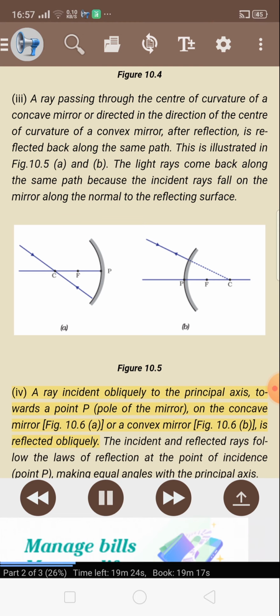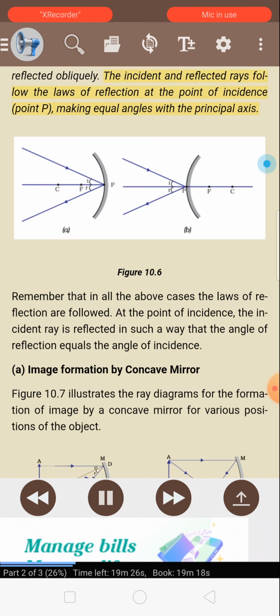Figure 10.6 (b) shows a ray reflected obliquely from a convex mirror. The incident and reflected rays follow the laws of reflection at the point of incidence, point P, making equal angles with the principal axis. Remember that in all the above cases, the laws of reflection are followed.